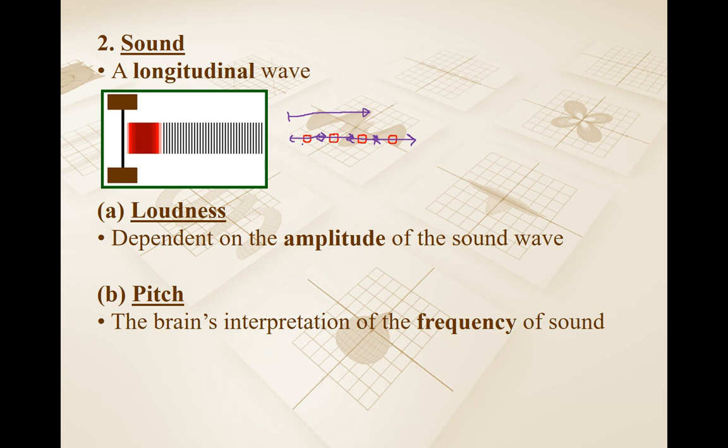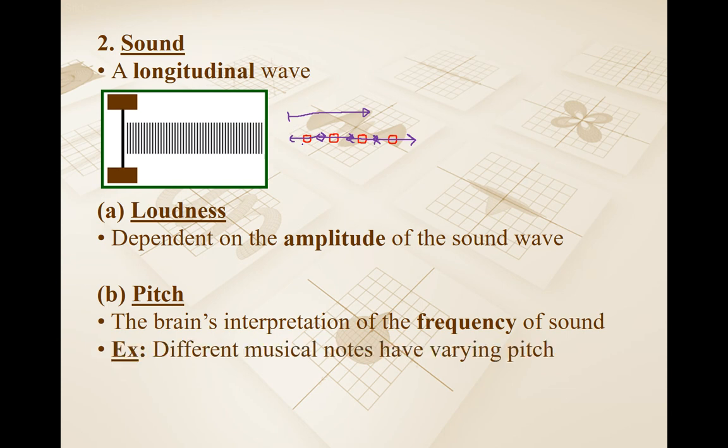Pitch. Pitch is our brain's interpretation of the frequency of a sound wave. I suppose different people have different exposures to musical instruments. I played the piano, and I think a piano is one of the easier instruments to visualize. A piano has a bunch of different keys on it, the white keys and the black keys. Each one of those individual keys is going to produce a sound wave with a different frequency. And it's our brain's way of interpreting that frequency that we refer to as pitch.